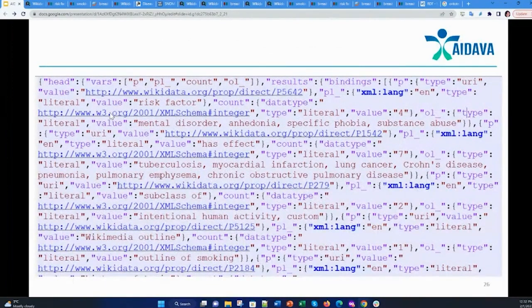This is downloaded automatically from the query service. And here you see the risk factor value. This is the literal type, and the property, risk factor, corresponds to this type of relation. This is a relation between our breast cancer and different types of diseases. Here we see also the literal, which is the human readable version of all of the diseases for which we have information that smoking is a risk factor.